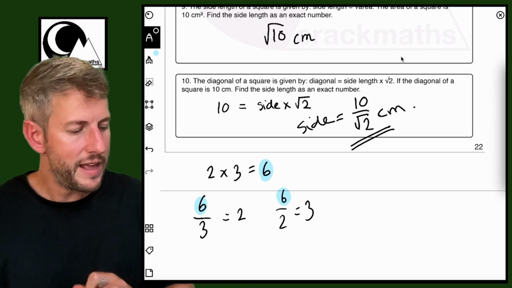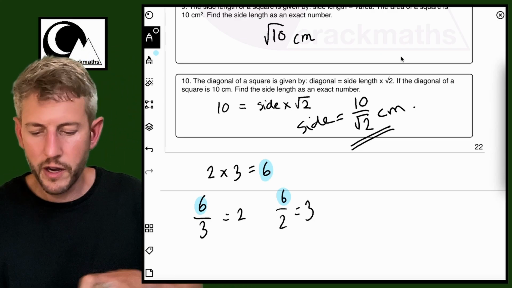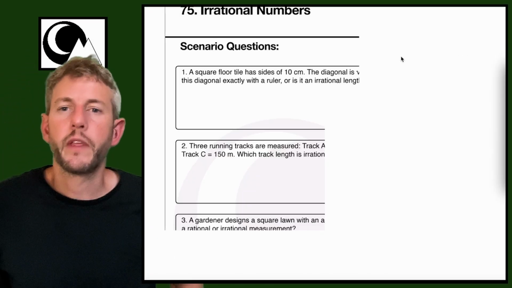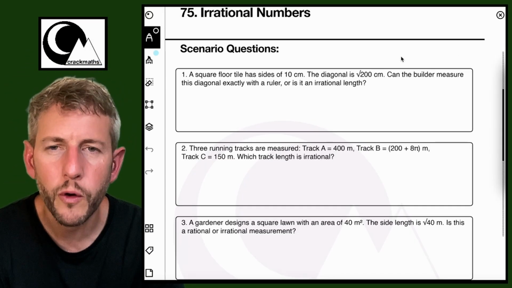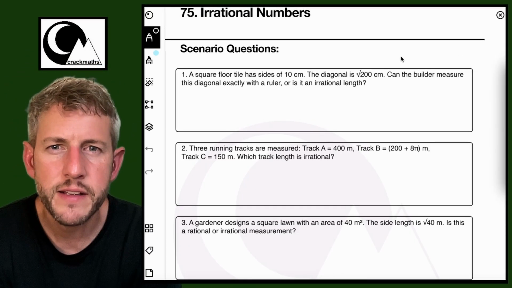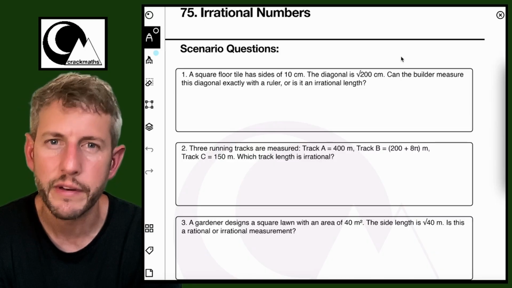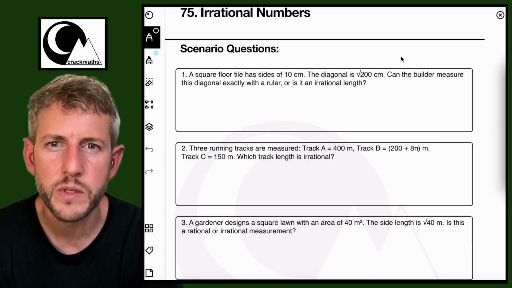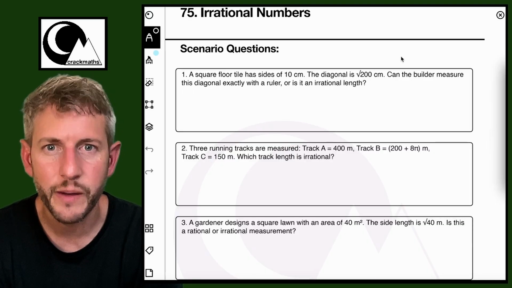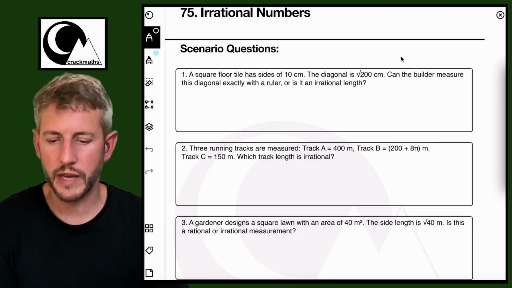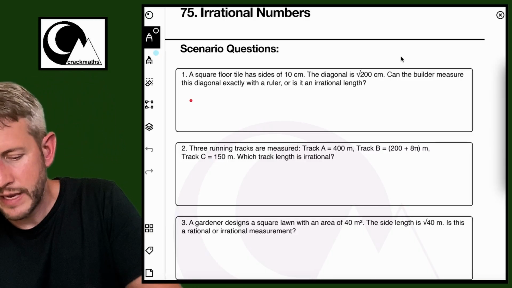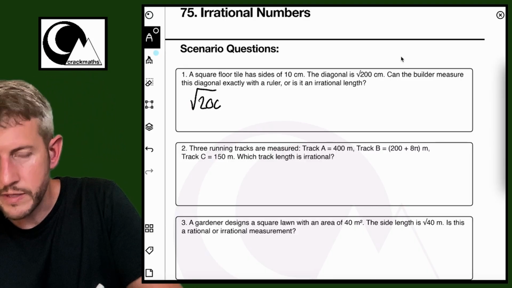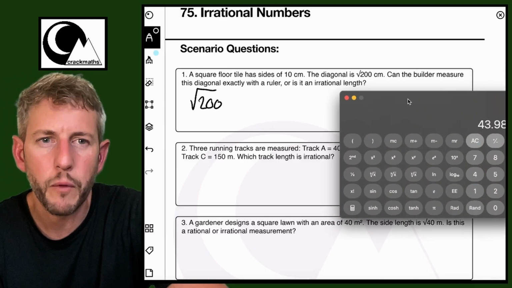Right, let's have a go at the scenario questions. So here we go. Question 1 says, a square floor tile has sides of 10 centimetres. The diagonal is root 200 centimetres. Can the builder measure this diagonal exactly with a ruler, or is it an irrational length? Okay, well, let's see. We've got root 200. Let's try it on the calculator and find out what happens.